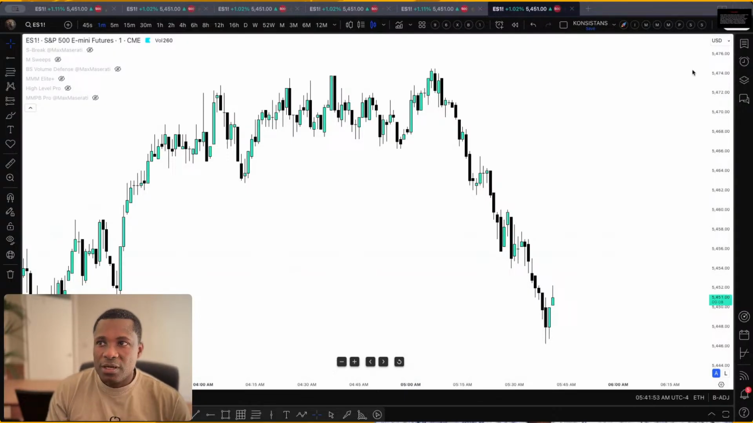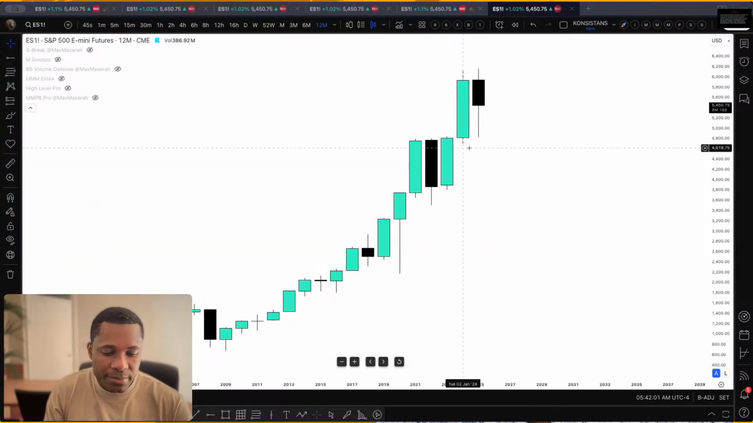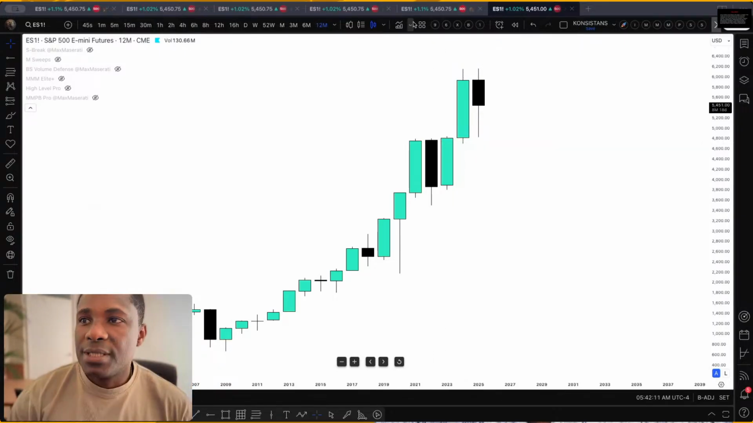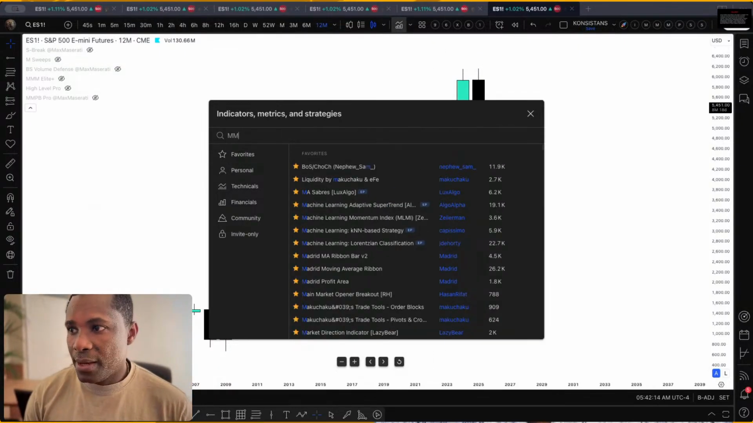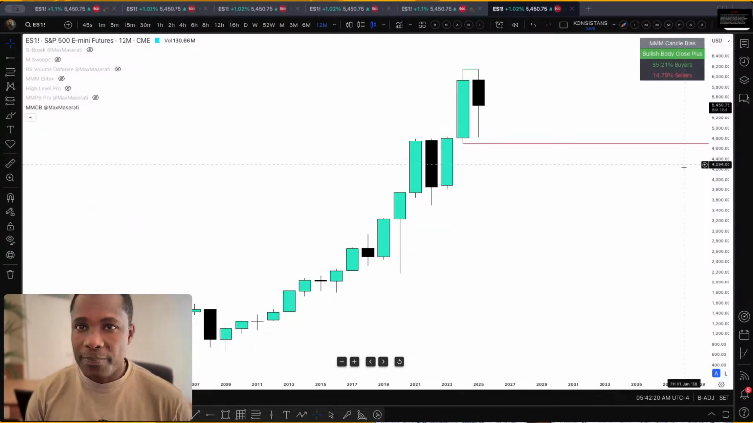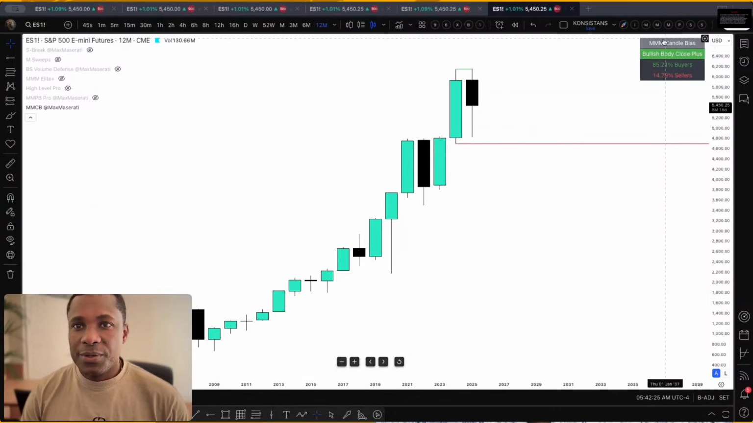Before we start, let's go to the yearly chart. On the yearly chart of the S&P 500, based on the Max Maserati model bias, MMMB, last year we have a bullish body close. I think soon I will publish this indicator for free, the MM Maserati model bias. It will tell you exactly if it's a bullish body close or a bearish body close.